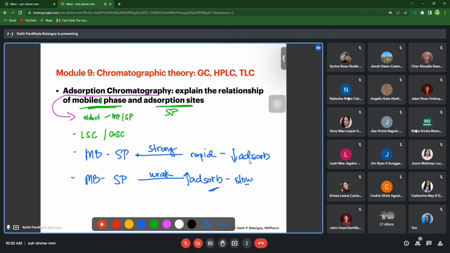How about Lipitan? Would you like to add for this principle of your adsorption chromatography? Is Lipitan here? I think, Miss, she's not here. Okay. So only okay.